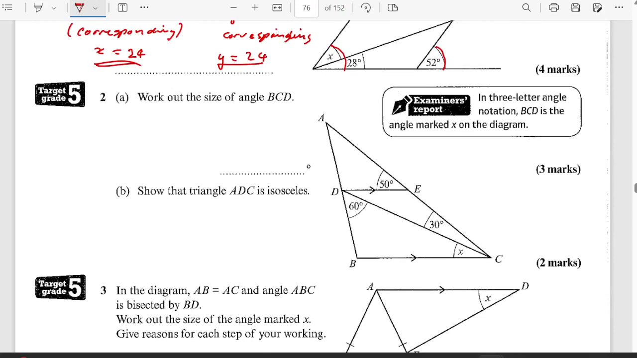Okay, question 2, work out the size of angle BCD. So I'm going to mark it on first of all. It's already marked on as X, so I'm working out the size of that angle there. Okay, so that angle and that angle are going to be corresponding. So X plus 30 is going to be equal to 50. It doesn't ask us for a reason here, so X is going to be equal to 20.